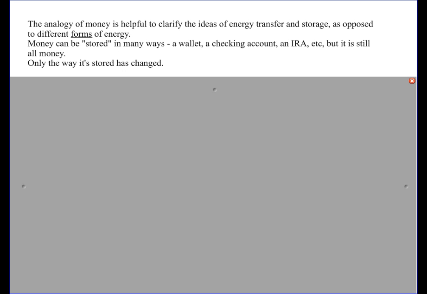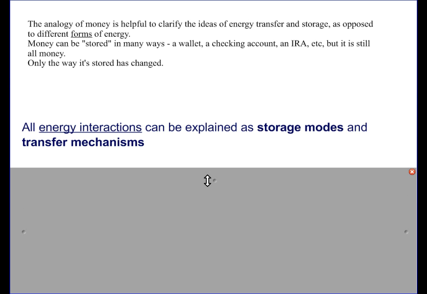The thing is that it's only one way that we store it. And we don't store money under our beds or in our dresser, because we can lose it. But these are pretty secure ways that money can be stored, put in, and taken out. So we're now going to look at the fact that all of these interactions in energy can be explained as storage modes, or what are called transfer mechanisms. There are different ways that energy can be stored, and different ways that energy can be transferred from one form of energy to another.